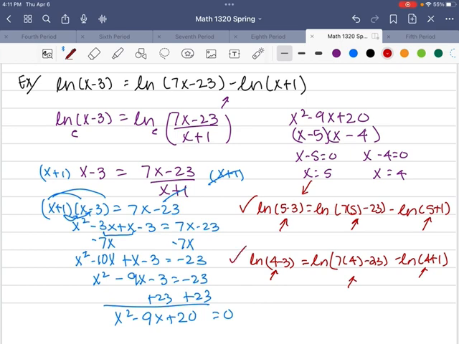So my solution set is both 4 and 5, because they both work out. Great. And I think that brings us to the end of 4.4.